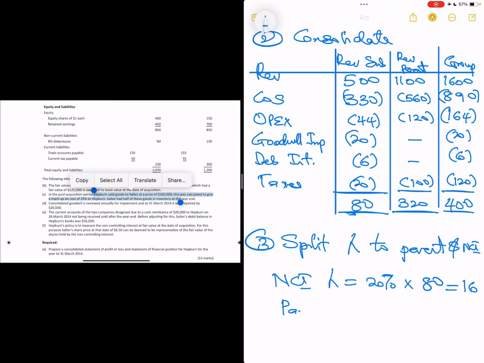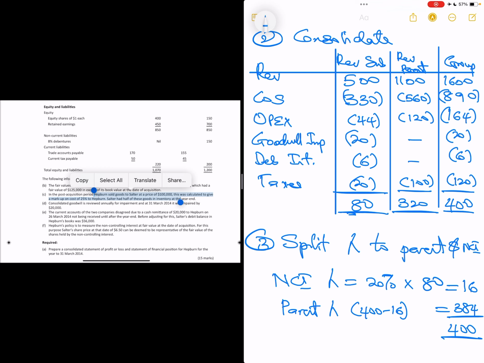The parent profit is the balancing figure. That is 400 minus 16, and that is 384. That's why the total will always be 400. And that is it, and you are done with this question. Prepare a consolidated statement of profit or loss and statement of financial position. We've done statement of financial position in the previous reading. Now this is the consolidated statement of profit or loss for this question.